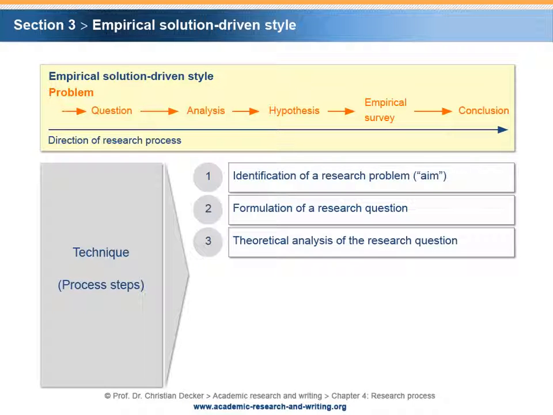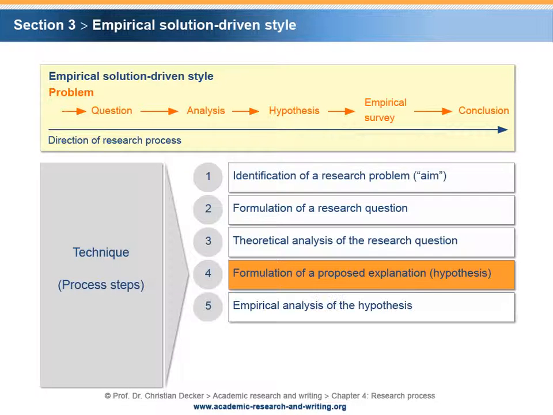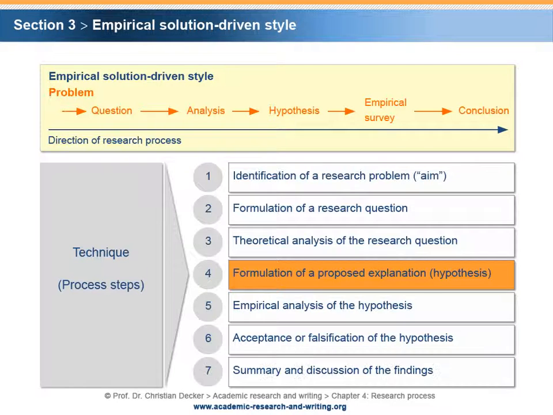Thereafter, in a third step, the theoretical analysis of the research question will take place. The objective of the theoretical analysis of the research problem is to derive a proposed explanation, that means, in other words, a hypothesis. While applying an empirical solution-driven style, an empirical analysis of the hypothesis will take place. The purpose of the empirical analysis is to derive evidence that leads to the acceptance or falsification of the hypothesis. The analysis will be concluded with a summary and a discussion of the findings.